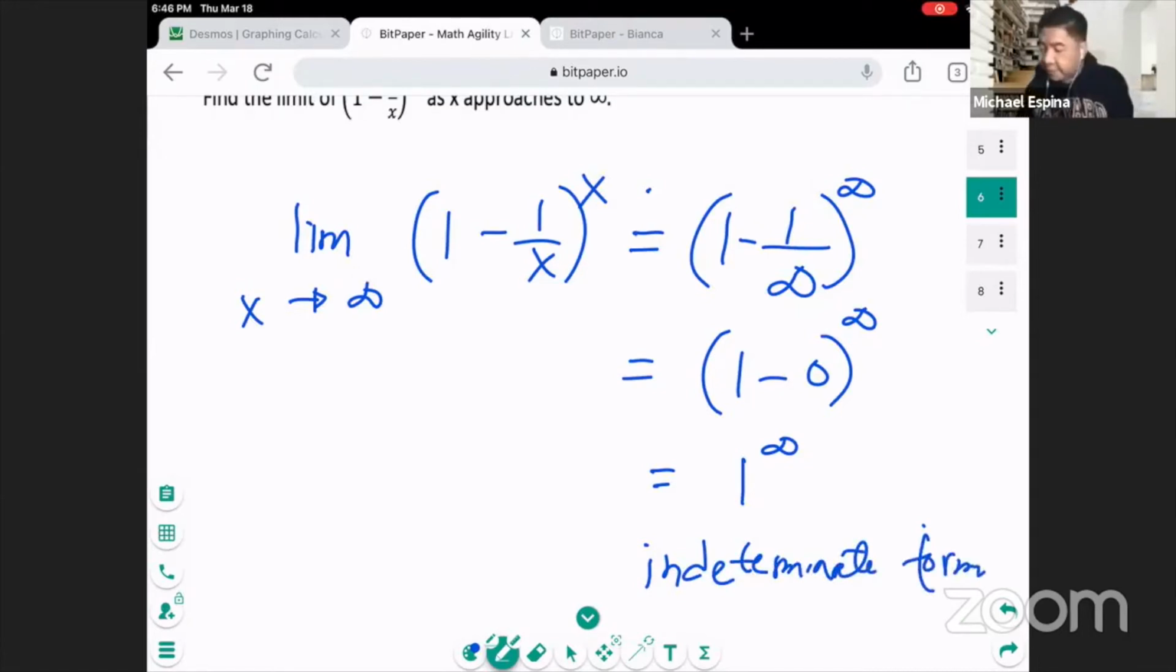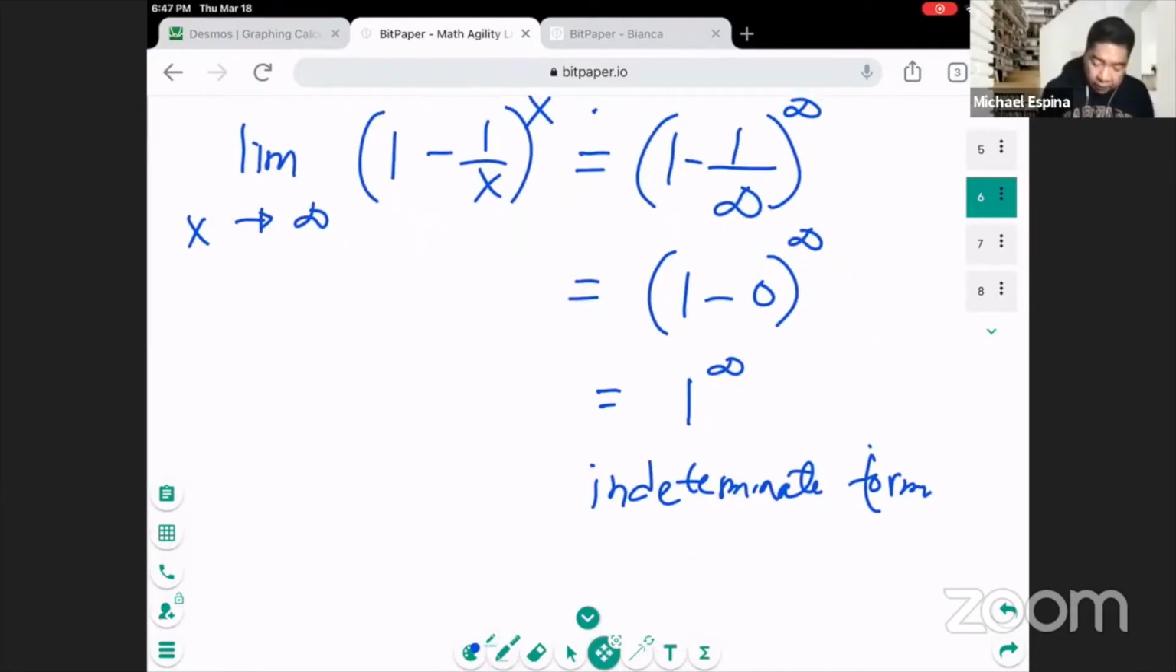Right? So, number 6. To be able to find a way, we will manipulate the equation, or the f of x, into something that will not give us an indeterminate form 1 to the infinity. So let's use the exponential and the natural log function.